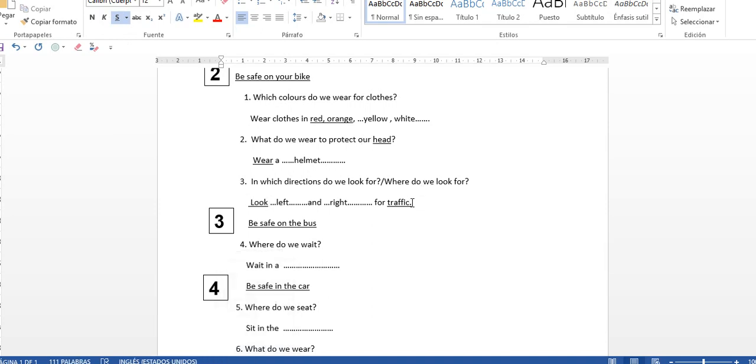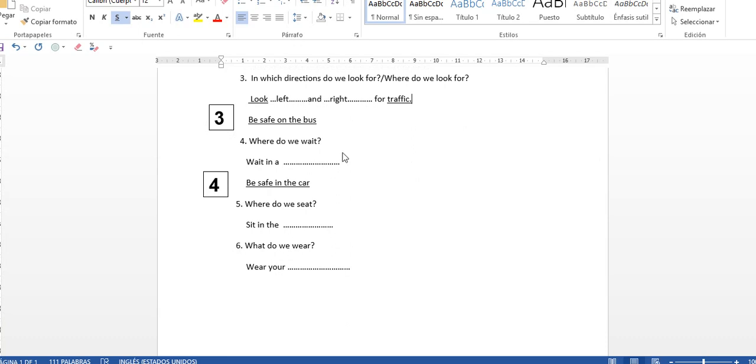So, the keyword could be traffic at the end or maybe at the beginning. Look left and right for traffic. So, in which directions do we look, or where do we look? Look left and right for traffic. That is the answer.